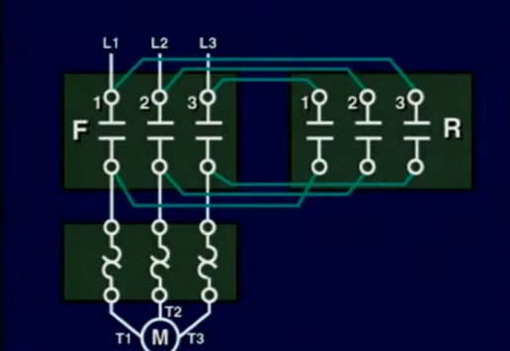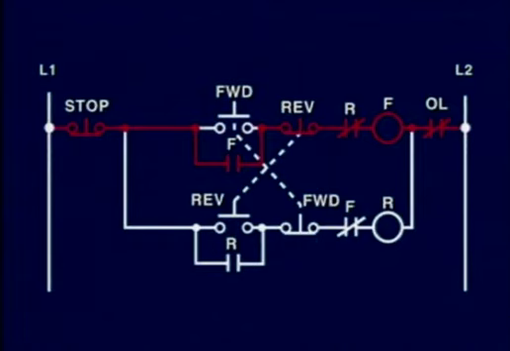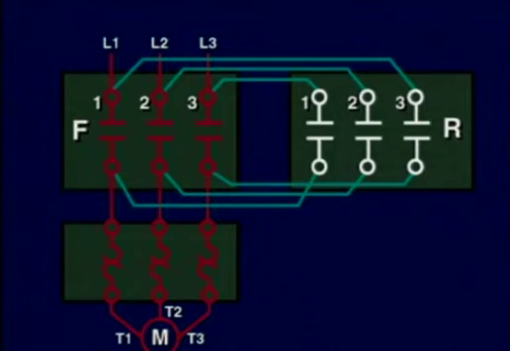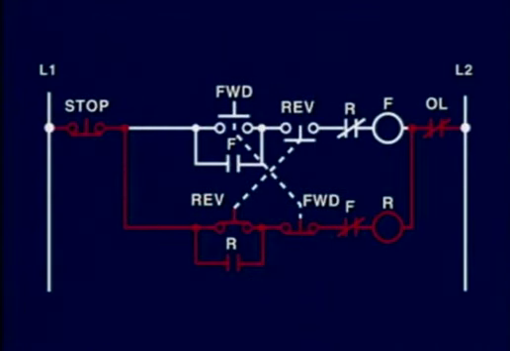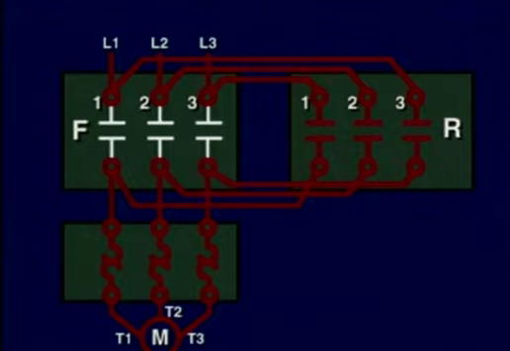In the forward direction, as you can see, the F contacts will close as controlled by this control circuit. As soon as forward is pressed, L1, L2, and L3 are routed to T1, T2, and T3. Once reverse is pressed, the R contactor will be energized, and the L1 and L3 lines will be redirected to T3 and T1 respectively, therefore changing the rotation of the motor.